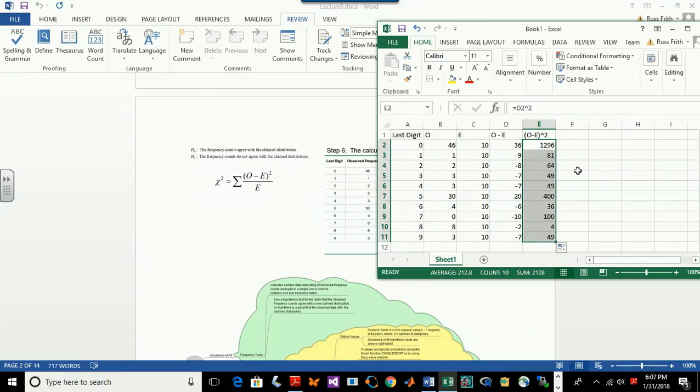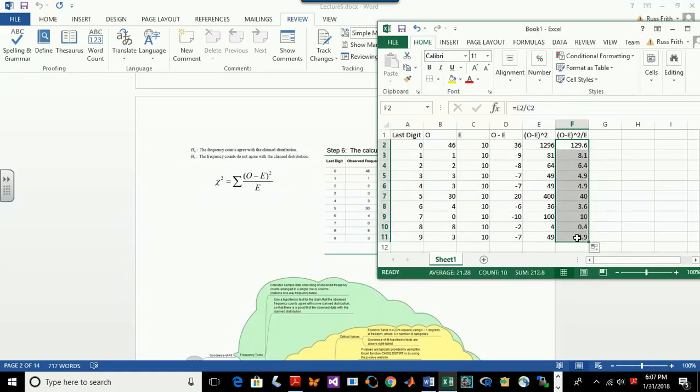All right, and so now we need to take each value in this column and divide it by the expected value. Okay, so this would be O minus E squared divided by E. Okay, and so equals this value divided by this value. Okay, so we have 129.6 for that. Okay, we do the same for each row. Okay, and so there are the numbers there.